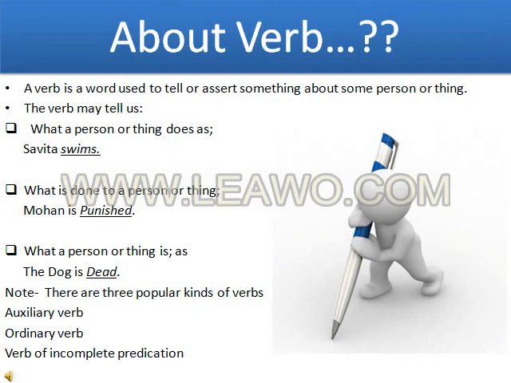Here is a picture also on the screen, where somebody is writing with a pen. So what is he doing? He is writing. So writing is a verb. Now one very important thing, but not mandatory for us: the kinds of verbs. There are three popular kinds of verbs: auxiliary verb, ordinary verb, and verb of incomplete predication. I will not discuss this in detail because it's not a part of our syllabus. It's enough just to know the names of the three types.